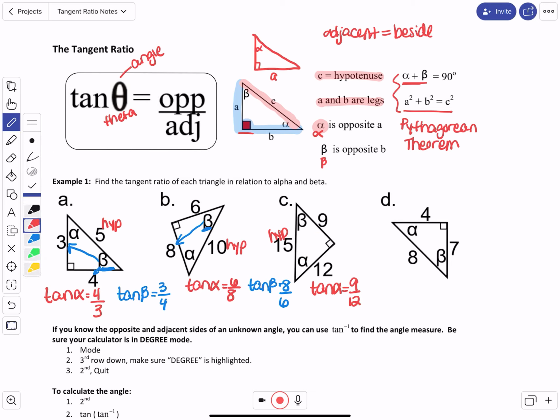Okay. Then if we go to tangent of beta, so if you go opposite, the one that's furthest away, you can think of it like that too. 12 is opposite. 9 is adjacent. All right, and then our last one here, tangent of alpha. So here's our hypotenuse. So if we go to alpha, you go opposite. 7 is opposite. 4 is adjacent because 4 is right beside of it.